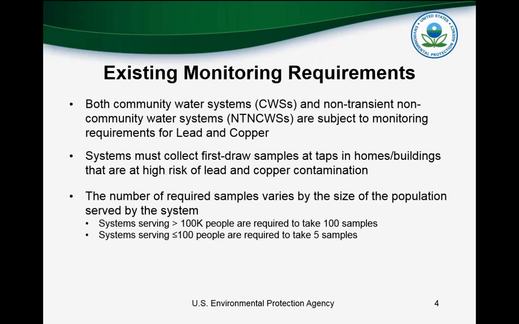Both community water systems and non-transient non-community water systems are subject to monitoring requirements for lead and copper. Systems must collect first draw samples at taps in homes or buildings that are at high risk of lead and copper contamination. 40 CFR 141.86 outlines some of the considerations when selecting the homes or buildings that you sample.